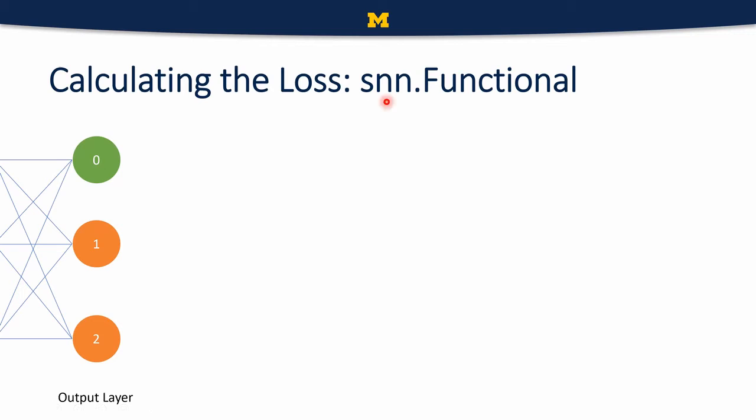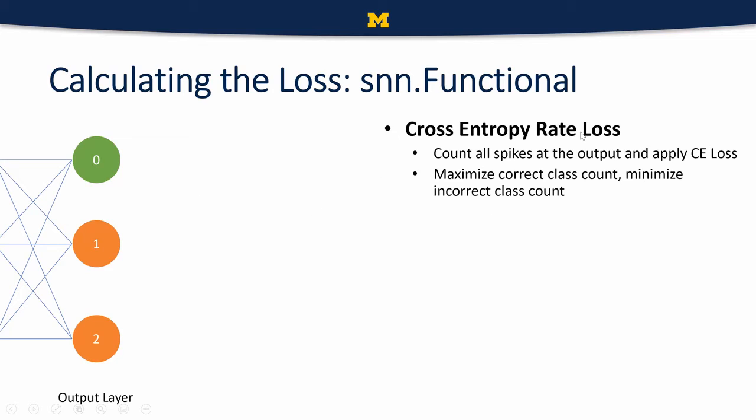All of these have been automated in the module snnTorch, but I'm more concerned with explaining how this works than how to code. So if we consider a three-class problem, and we've got three different output neurons. Let's say that this green one, neuron 0, is our correct class, and 1 and 2 are our incorrect classes. So I've integrated a method called cross-entropy rate loss, where all you're doing is counting the spikes at every output, and you pass that count to a cross-entropy loss function. So that's a softmax and then a negative log likelihood. So what you're effectively doing is trying to maximize your correct class count.